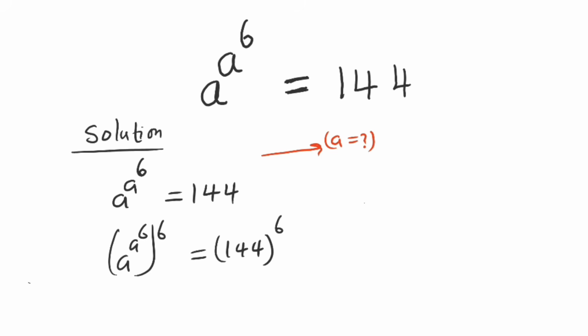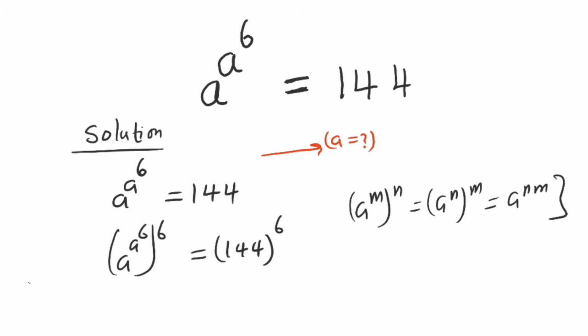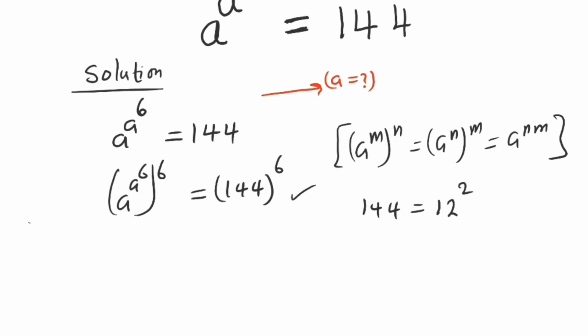Take note of this, that if you have a raised to power m to the power of n, this is equal to a raised to power n to the power of m, which is equal to a raised to power nm. Also, 144 is equal to 12 square. Then this can be written as a raised to power 6 to the power of a raised to power 6 is equal to 12 square to the power of 6.